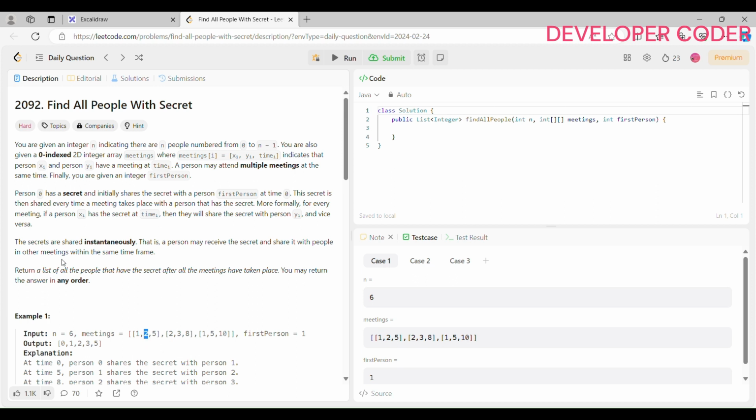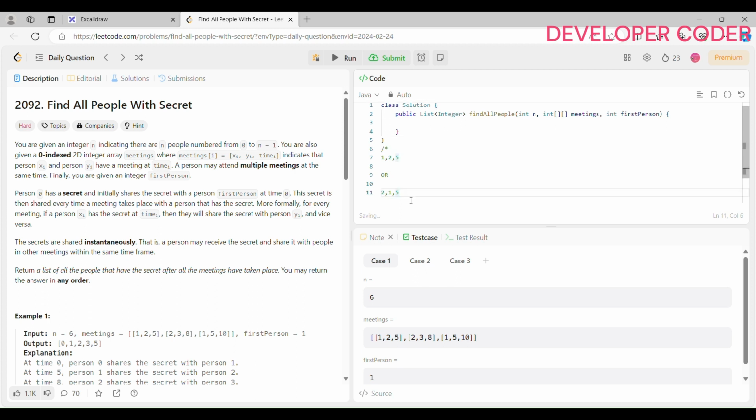Okay, so here one more thing is given. For every meeting, if a person xi has a secret at time ti, then they will share the secret with person yi and vice versa. Okay, so here, see person 1 knows the secret. So 1, 2 comma 5, or it could be 2, 1 comma 5. It doesn't matter the order. So it is simply saying that this is an undirected graph, so it doesn't matter the order.